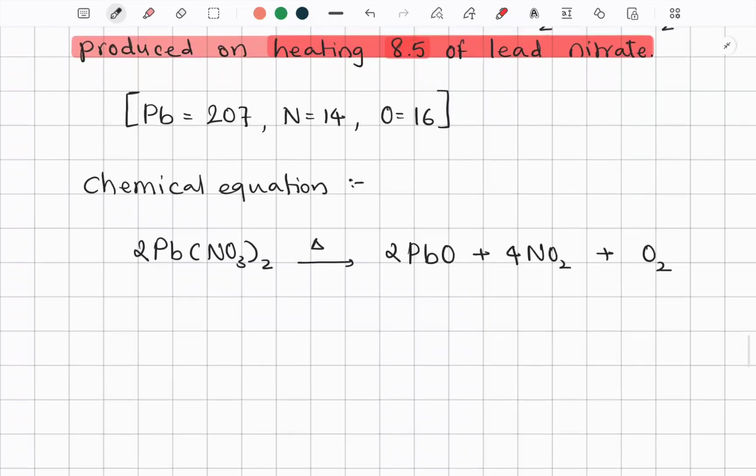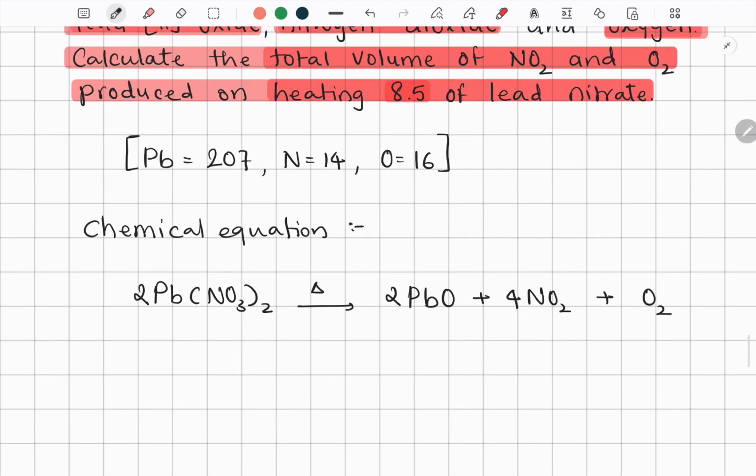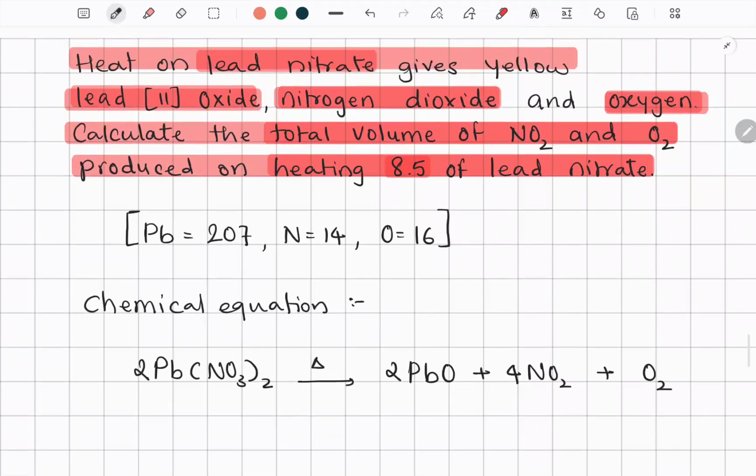Okay, so now let's continue with this question. So it says lead nitrate gives PbO, NO2 and O2. Now the reaction is balanced. Now let's go back to this question again.